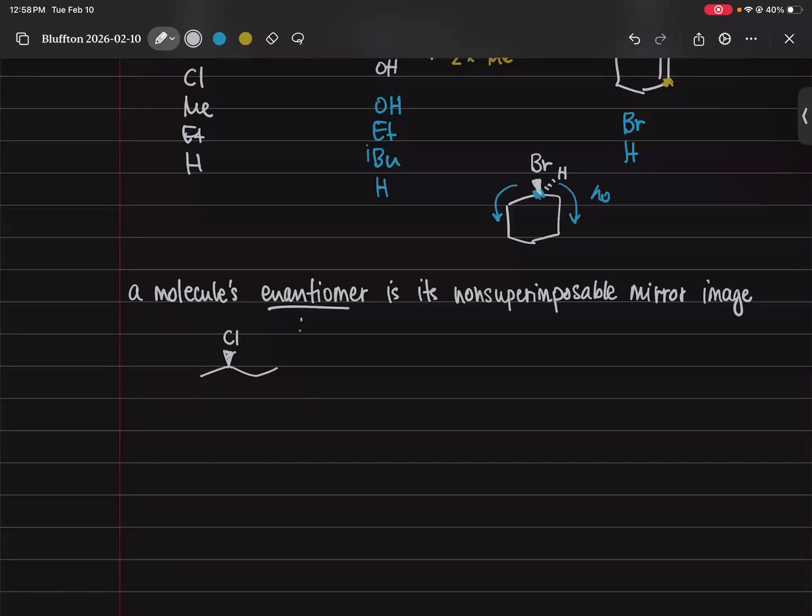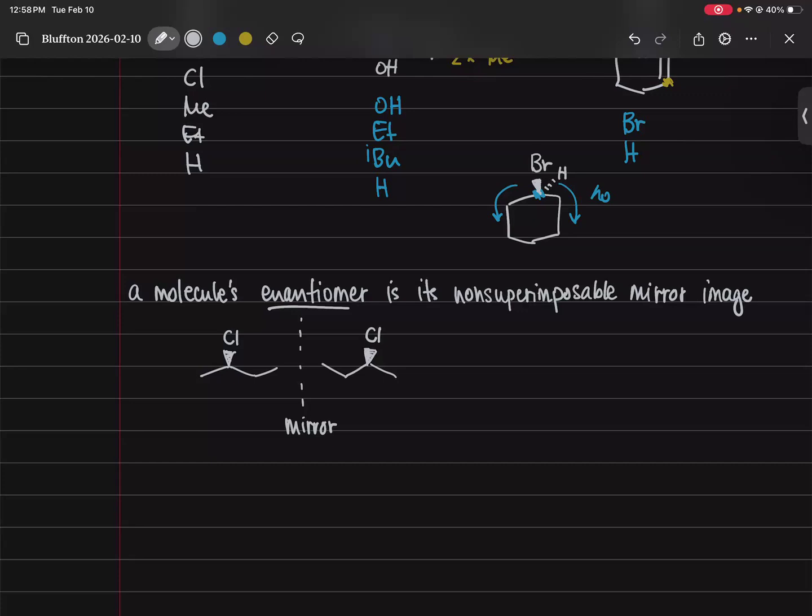I already showed you the example where we have the mirror go sideways across the molecule like this. So take any molecule that has a chiral center. If you mirror it, you'll get a non-superimposable mirror image.